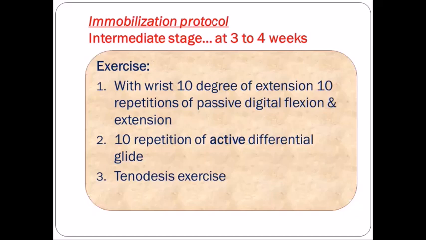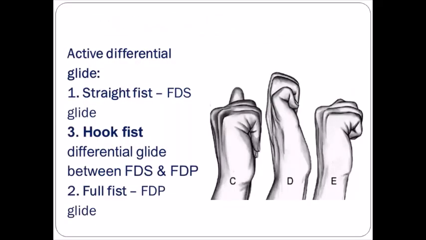Then 10 repetitions of active differential glide and tenodesis exercise. These two exercises are very important, the active differential glide and the tenodesis exercise. Now I will show you here. This is the active differential glide of both flexor digitorum superficialis and profundus. This is the position where both flexor digitorum superficialis and profundus are gliding on each other. That is very important to do to minimize adhesions.